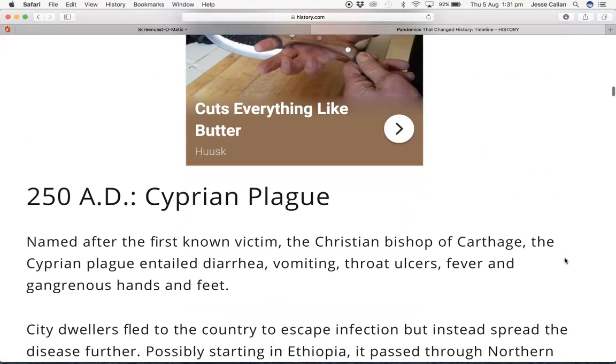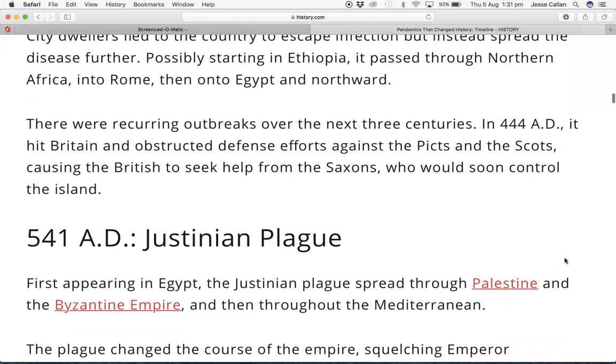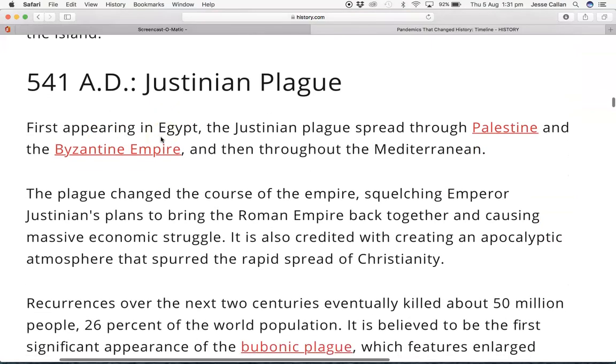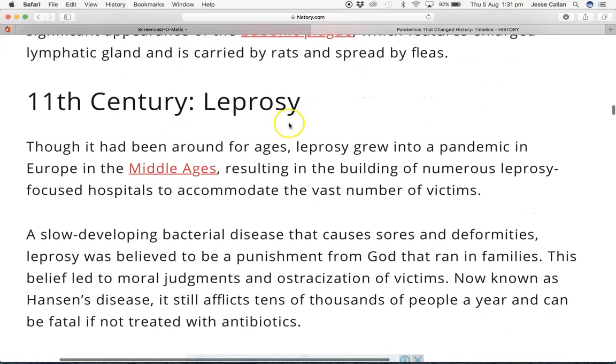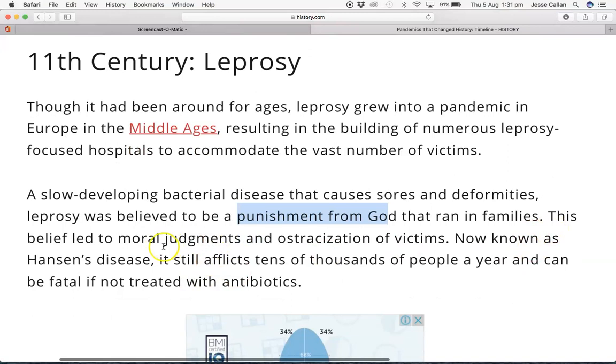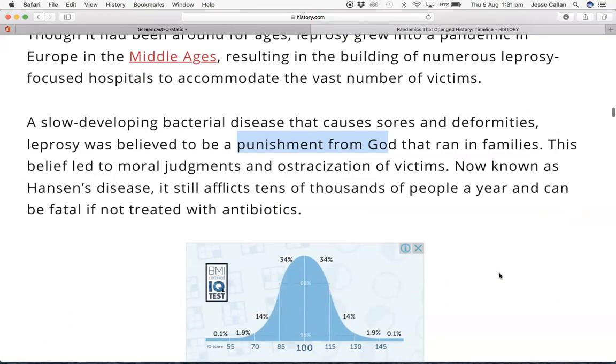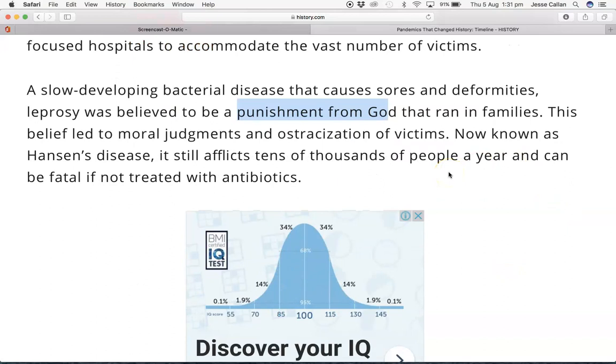We have a few other plagues. I'll just skim over a few. 540 AD, the Justinian plague. The 11th century was leprosy, and though it had been around for ages, during the Middle Ages it really took a big hit, and even like in some cultures they still think that's punishment from God that ran in families, and this led to ostracism of victims, even like a couple of thousands of years ago in Jesus' time. And it was a horrible disease.